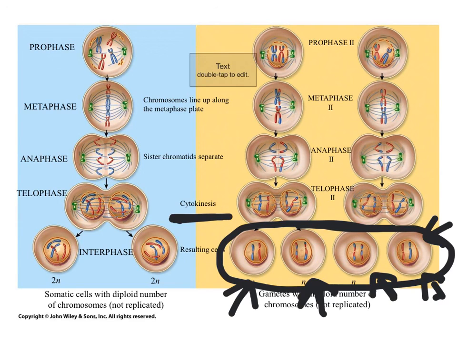So let me write down the big keys. Mitosis, you have a mother cell that makes 2 daughter cells, all identical, and they are diploid. Okay, a normal cell is diploid, 46 chromosomes.